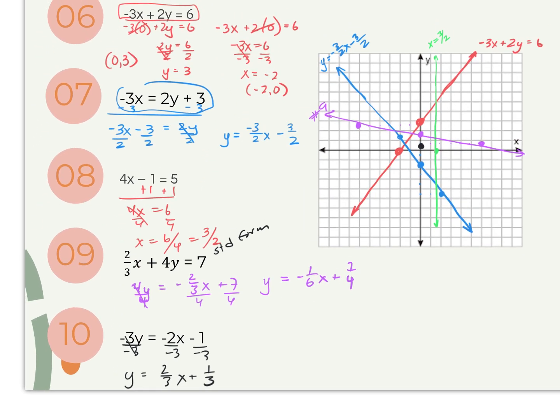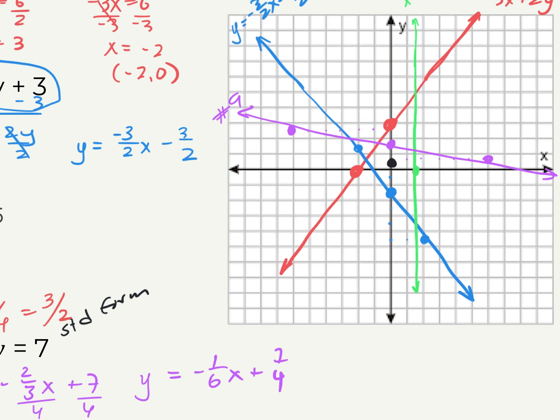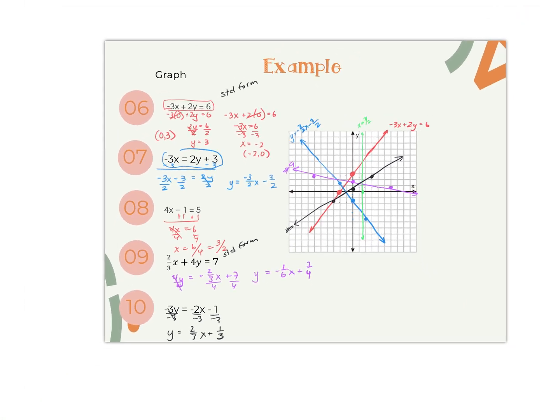And my slope is positive 2/3, so it's going to be up 2, 1, 2, 3 to the right, or down 2 and 1, 2, 3 to the left. Whoops, terrible. But that's the graph there for number 10, okay? And I know it's a little bit messy, but you can kind of get the idea.